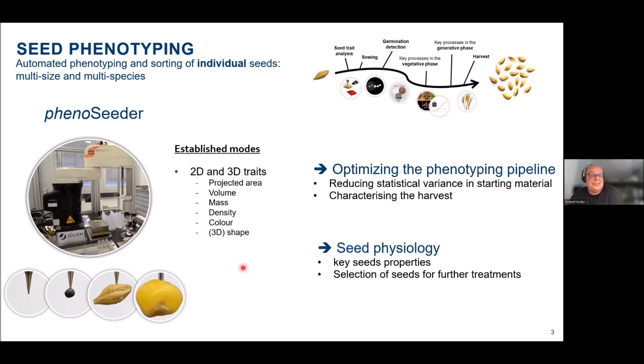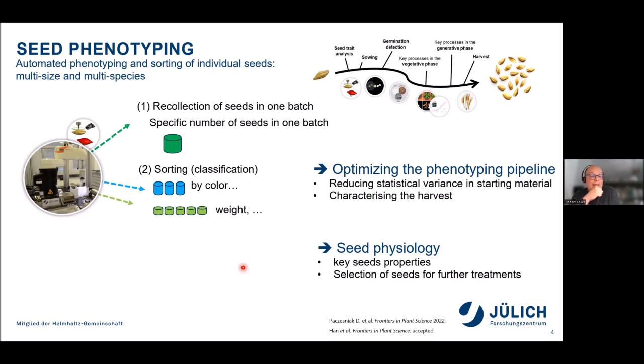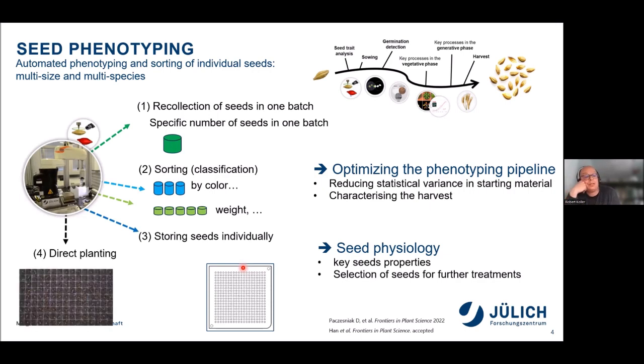And after phenotyping the seeds, we have also assessed different options to treat those different seeds. For example, we can collect different seeds as numbers in batches, or we can sort them by color and weight. Or, for example, we can just store them individually for further treatments, or just directly plant them on soils. And a more recently developed assay is that we can first store them and then do some quick planting. And as you can see, those traits that I just presented here are all biometric traits, so from the outside.